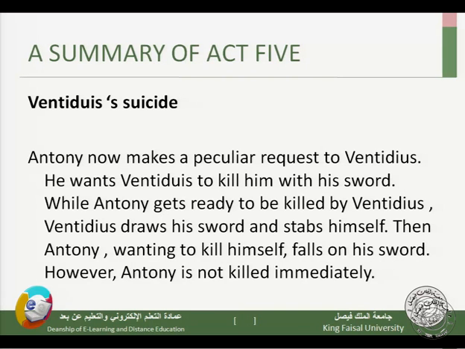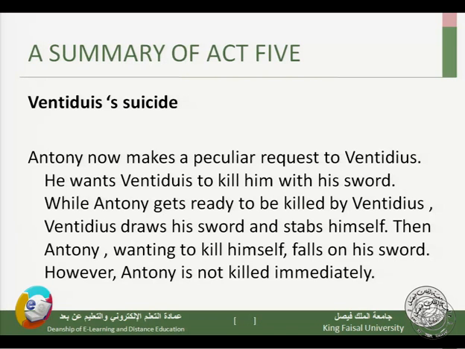While Antony gets ready to be killed by Ventidius, Ventidius pretends that he agrees to do this. He draws his sword and stabs himself instead of stabbing Antony. Why? Because he cannot do this to his friend, and he becomes sure that Antony will kill himself.